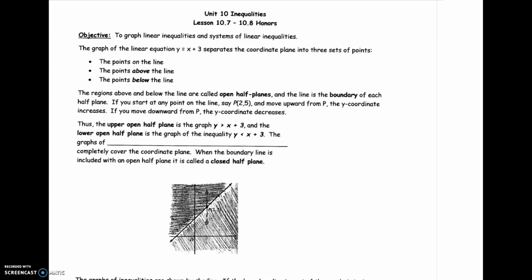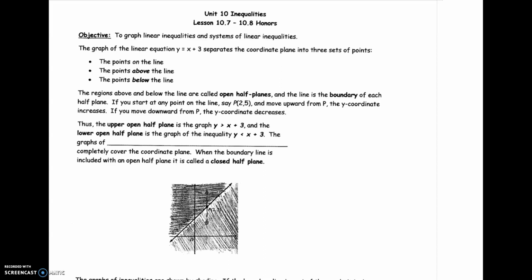So today we're going to look at graphing inequalities with two variables. Up to this point in this unit, we've been graphing inequalities with one variable. Our objective is to graph linear inequalities and systems of linear inequalities. We're going to look at just the first half today, which is lesson 10.7. We'll graph systems next time.